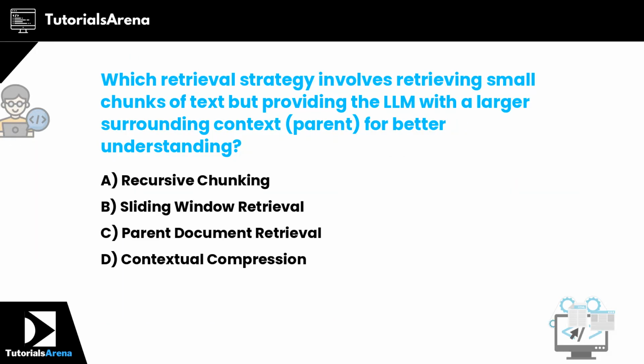Which retrieval strategy involves retrieving small chunks of text, but providing the LLM with a larger surrounding context, parent, for better understanding? The correct answer is option C, parent document retrieval.